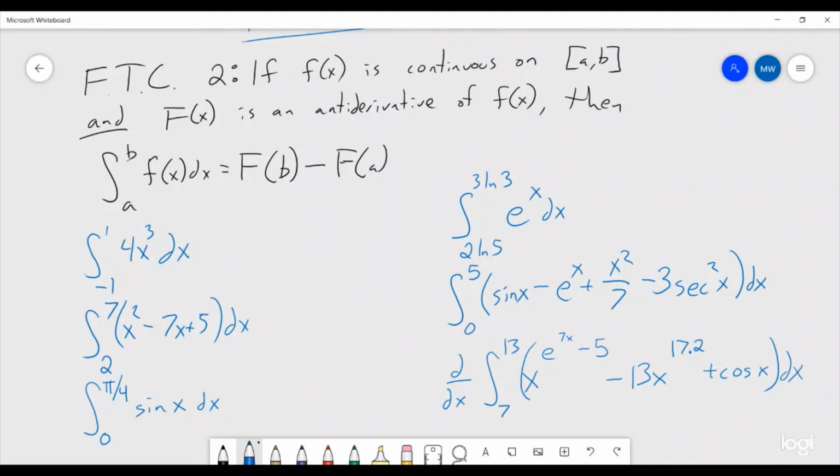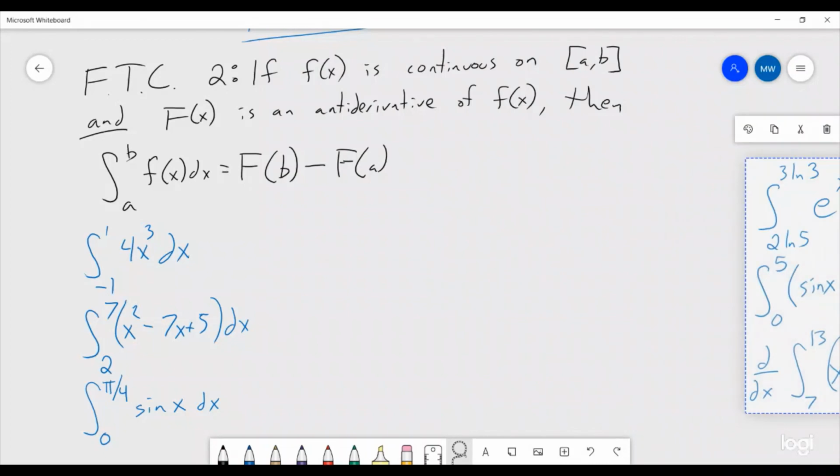Okay, last 6 problems of the review. Go ahead, pause the video, and figure them out. Okay, here we go. Let's make some room to do our first 3.